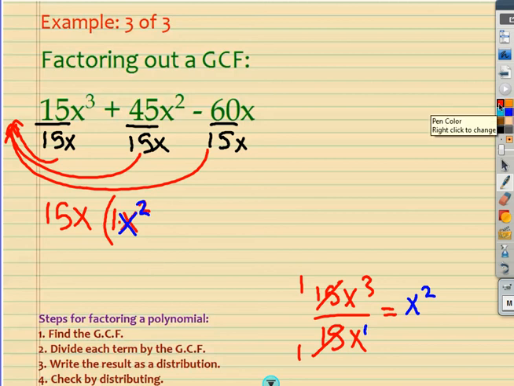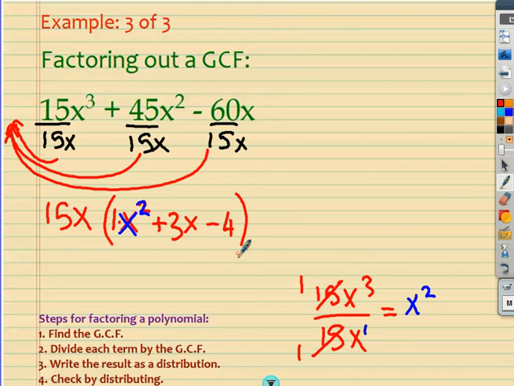Let's continue with our next term. 45 divided by 15, that positive 45 divided by positive 15 is positive 3. x squared divided by x is 1x. Negative 60 divided by positive 15 is negative 4. x divided by x is 1. And here's the close parenthesis, and we are done writing our answer.